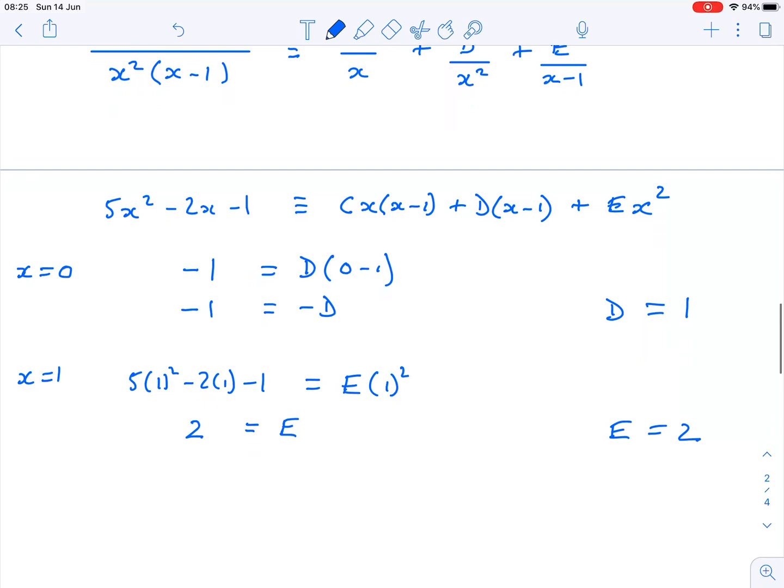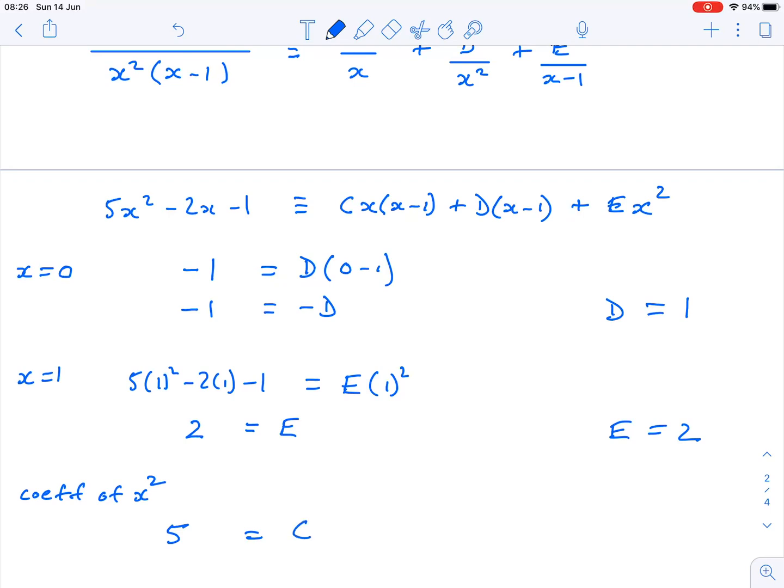And again, I'm going to look at the coefficient of x squared. I could look at the coefficient of x or the coefficient of the constant. It doesn't actually matter. So how many x squareds do I have on the left? I have 5. How many x squareds do I have on the right? Well, look at the c term. You'd have x times x if you multiplied it out times the c, so I've got c of them.